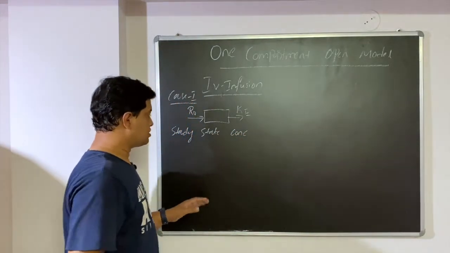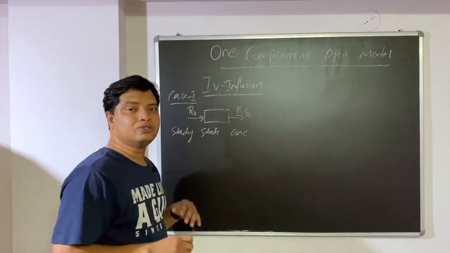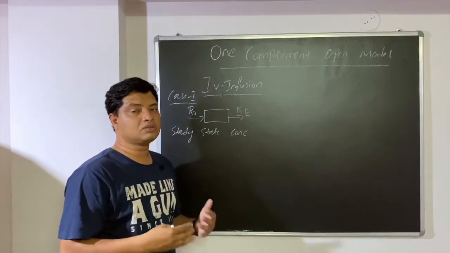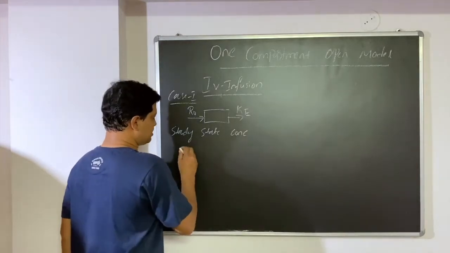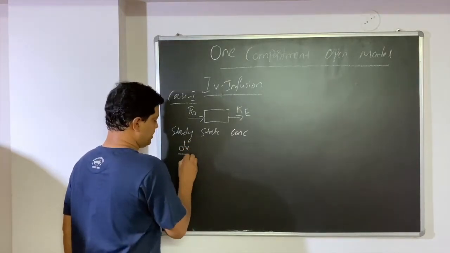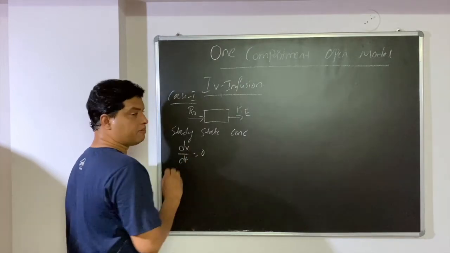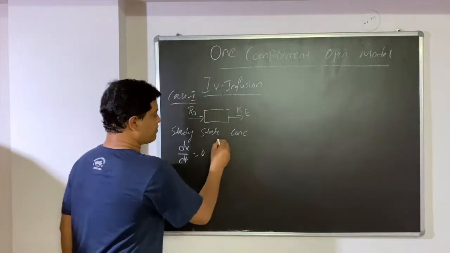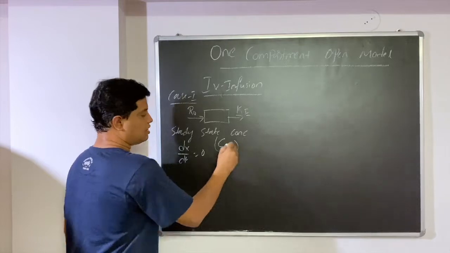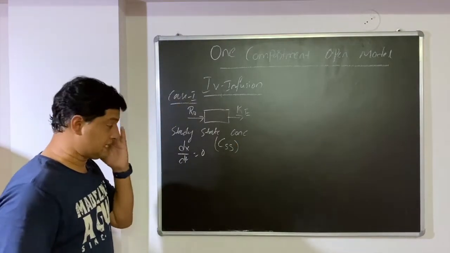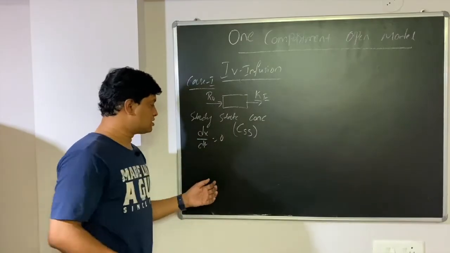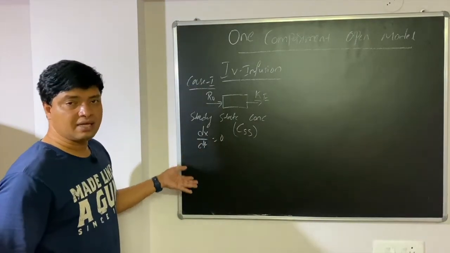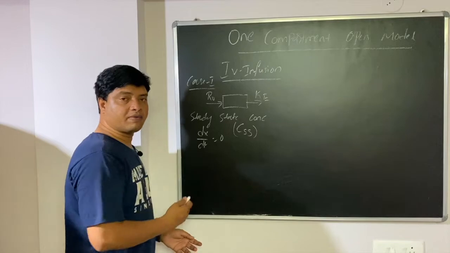This steady state concentration means what? There is no overall change; the rate of change of drug in the body will be 0. So at steady state concentration, dx by dt will be 0. Remember that we represent this as CSS, the steady state concentration. At steady state, the rate of change of amount of drug will be 0.